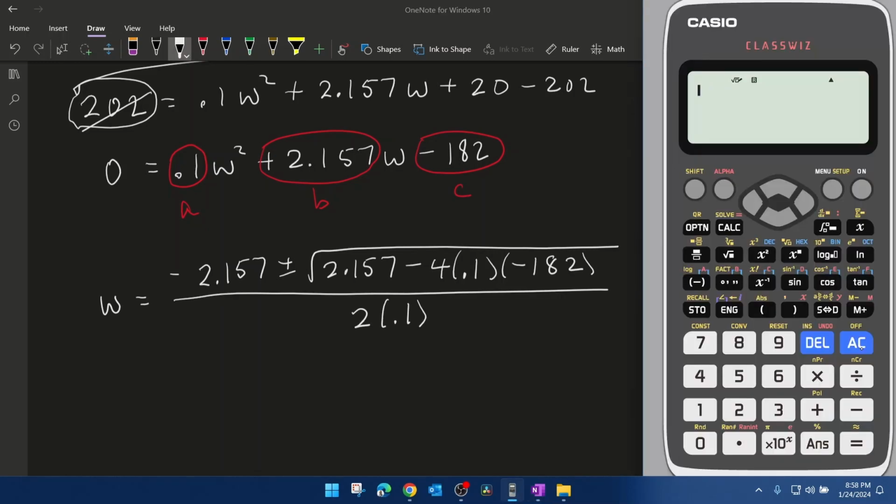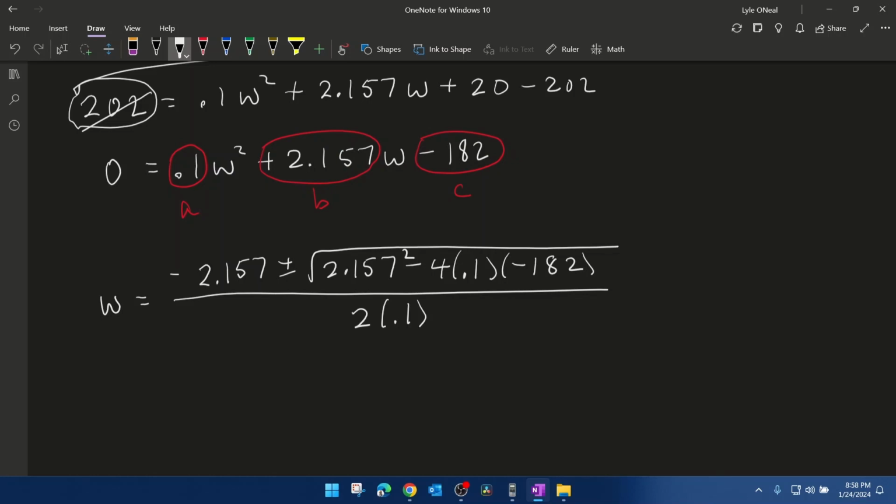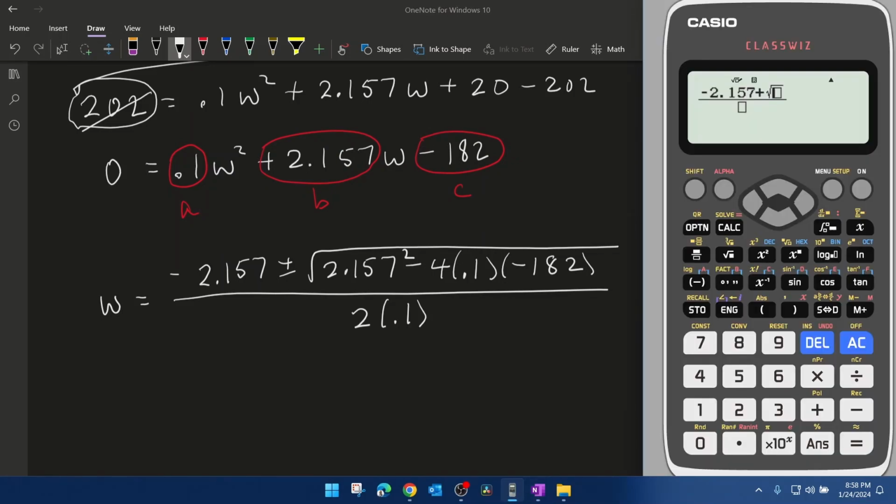And then I'm going to use my calculator. Using the fraction button, we are going to have to do the plus and the minus both, and we will do those separately. So doing the plus first, we have plus the square root of, and I just noticed that I didn't write the squared. That would have been a tragic mistake. 2.157 squared minus 4 times 0.1 times negative 182 all over 2 times A.